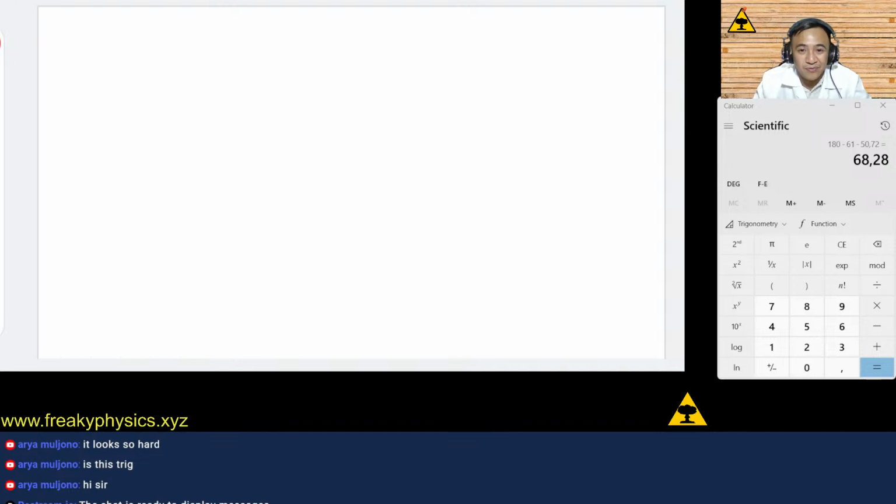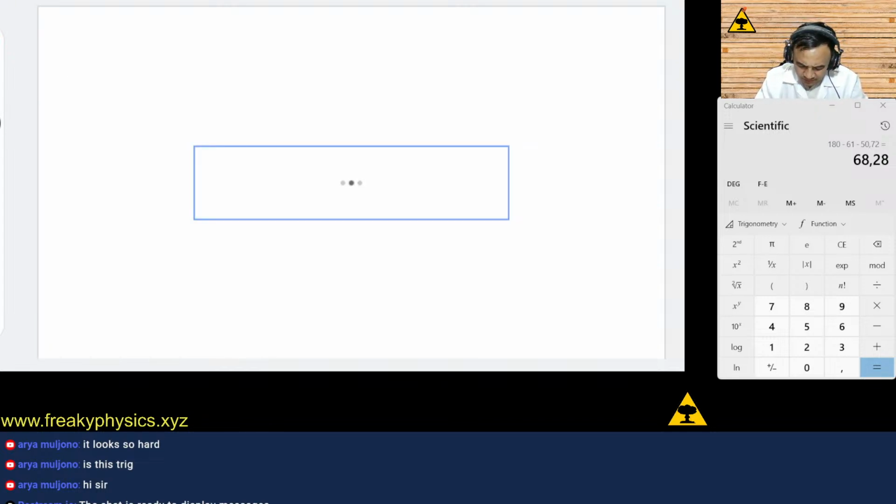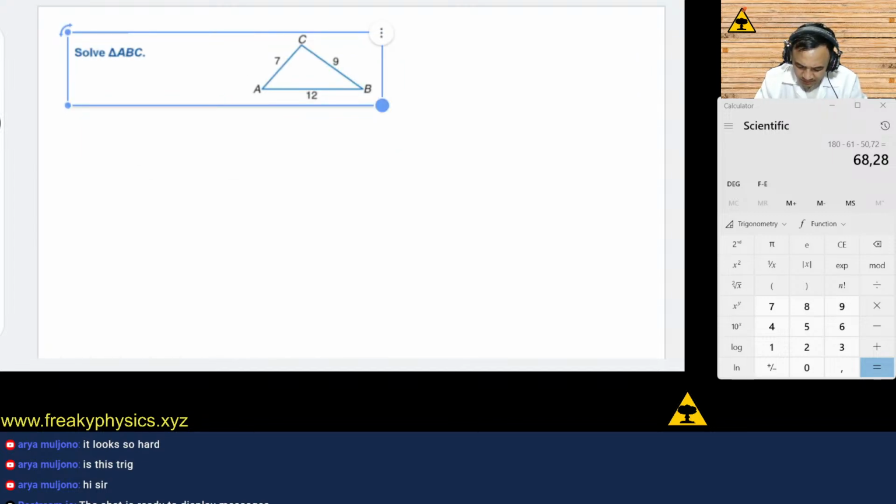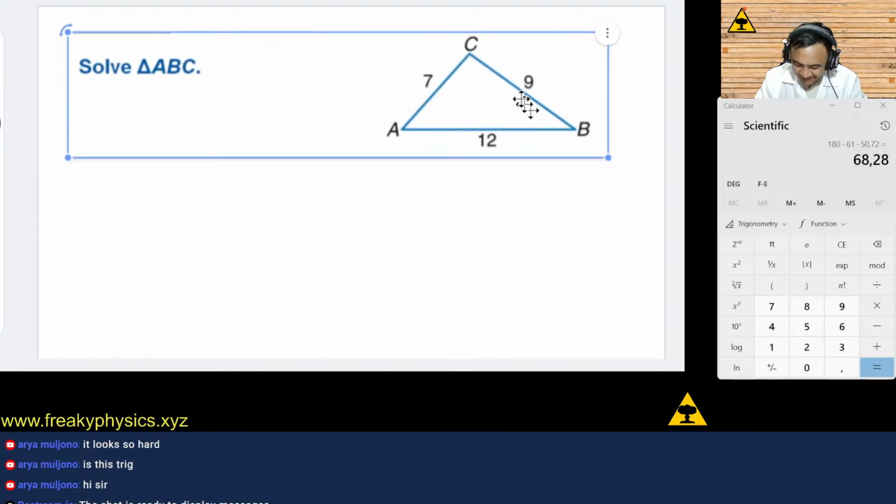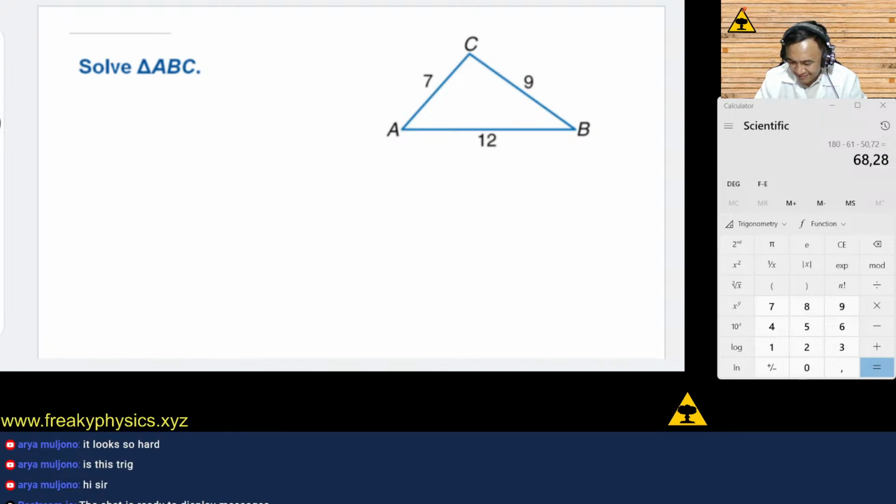Now I'm going to give you something from the worksheet. Let's see if you can do that properly here. How about this? Solve for this particular triangle. You're given sides, side, side, side, so you must solve for angles.